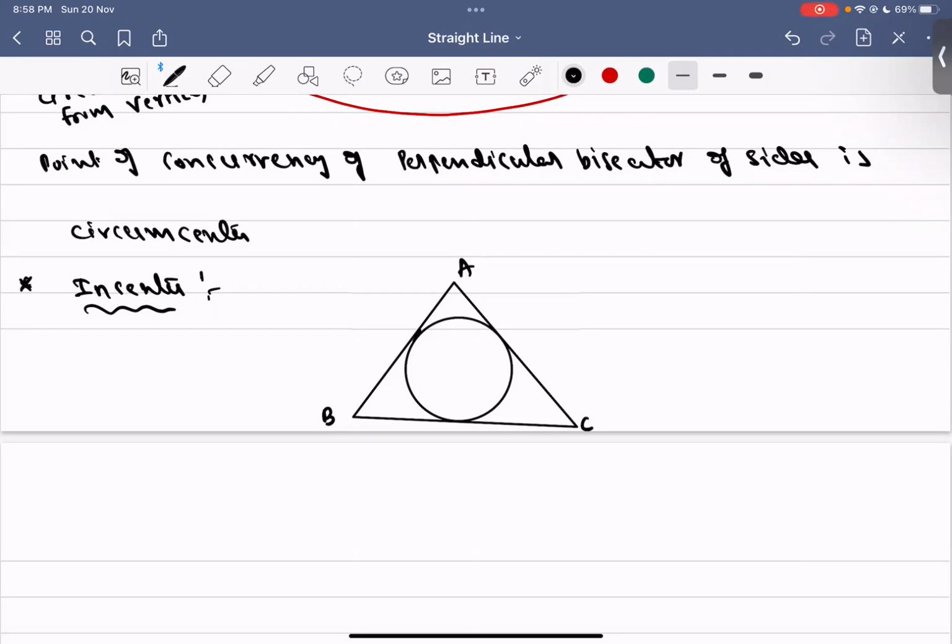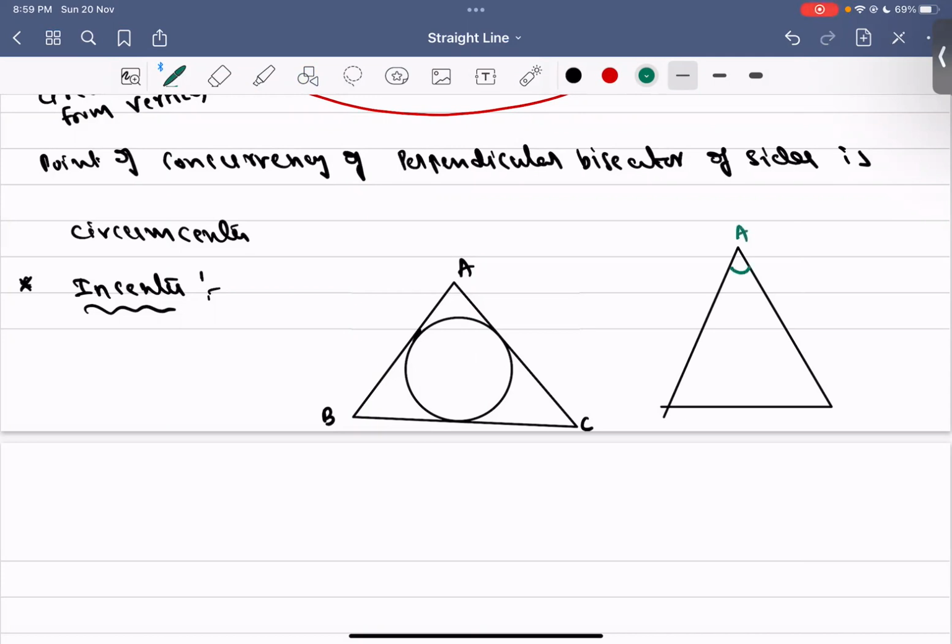Another way is incenter is the point of concurrency of angular bisectors. Actually, I will define first. I will not draw any circle. Yes or no? Just I will take the triangle. Now, what is the definition? Without a circle, I am defining this. The point of concurrency of angular bisectors is the incenter.